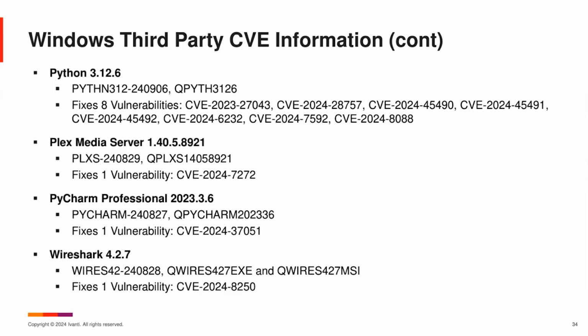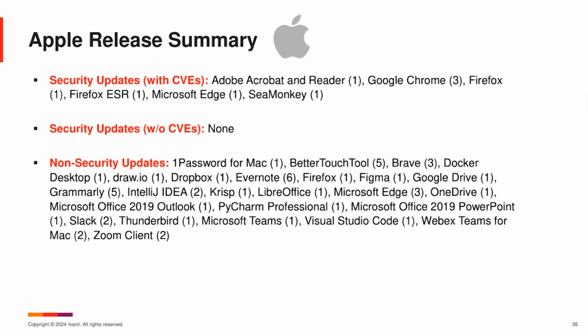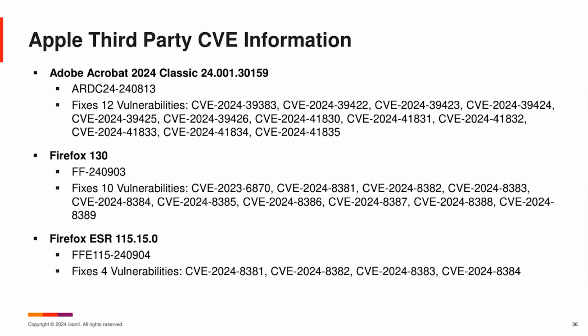We did see a Python update as well. Plex Media Server, PyCharm Professional, and some Wireshark updates. So if you use those tools or those media servers, make sure that you have those up to date as well. On the Apple side, we didn't see any OS updates this month, but we did see quite a few product updates. Again, security, non-security.